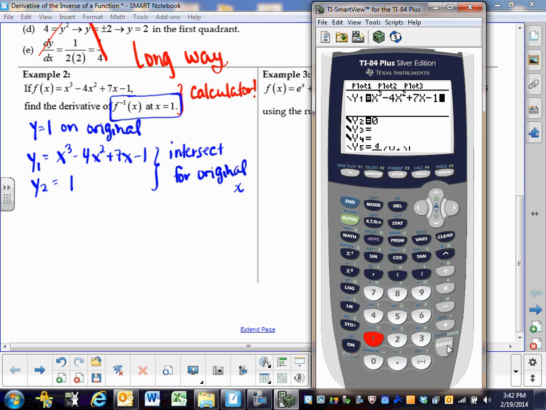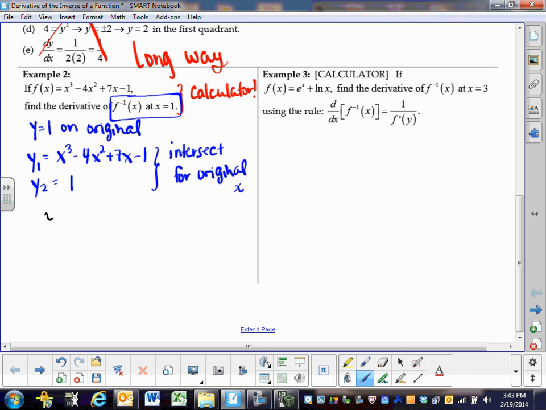So I'm going to go into my calculator. For the y equals, I'm going to type in x cubed minus 4x squared plus 7x minus 1 and 1. So I want to know where the original function equals 1. So I'm going to graph. I'm going to find this intersection.